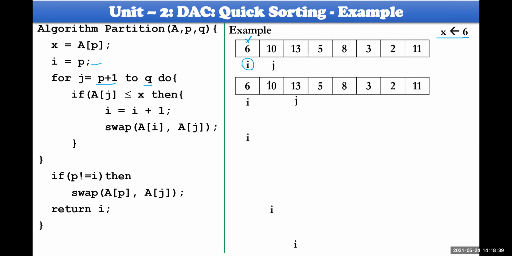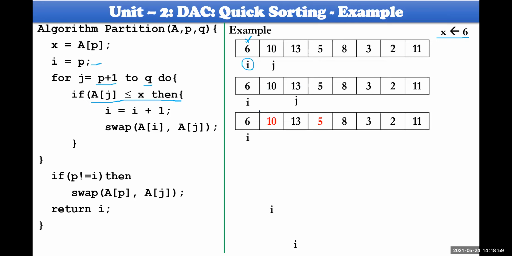So here the condition is, what is the condition we have taken here? A of j is less than or equal to x. That is, a of j is 10, 10 is less than or equal to 6? No, that is why it goes to the next position. A of j is 13, 13 is less than 6? No, again it is false. So it will go to the next position.